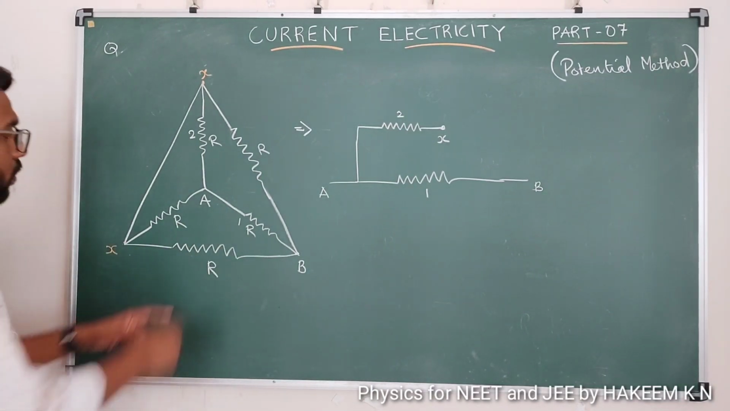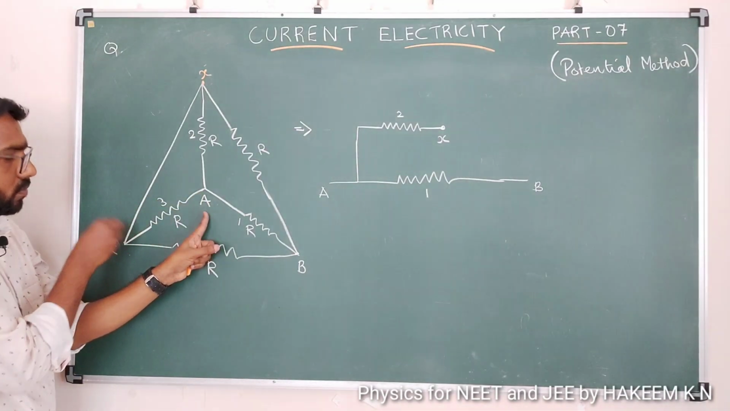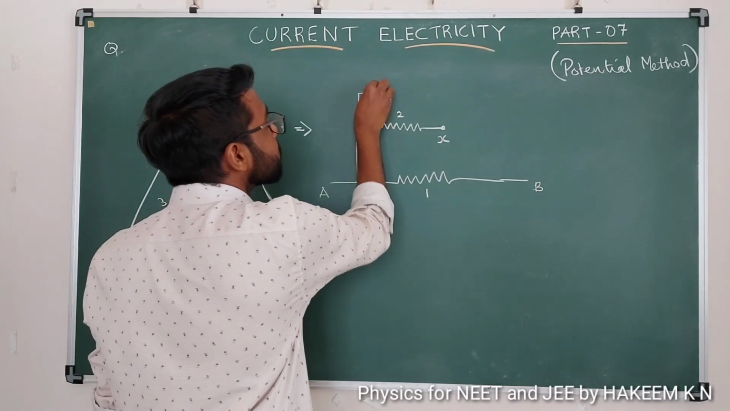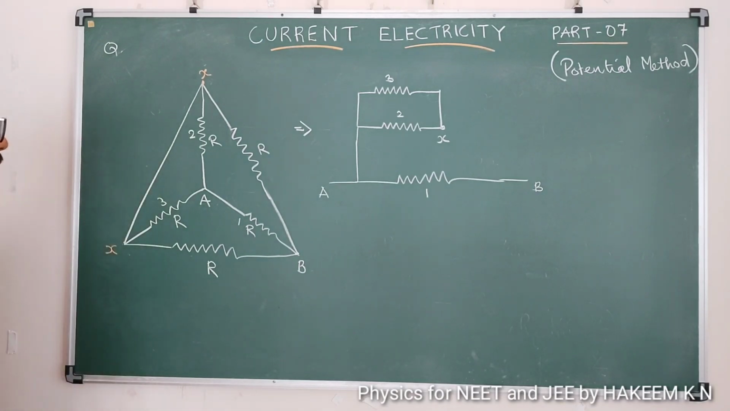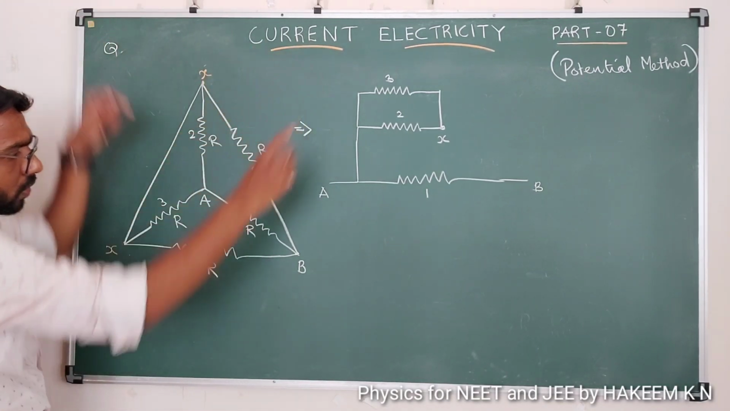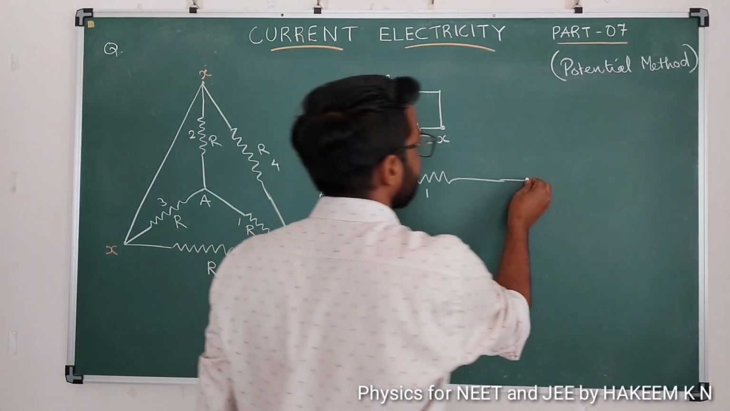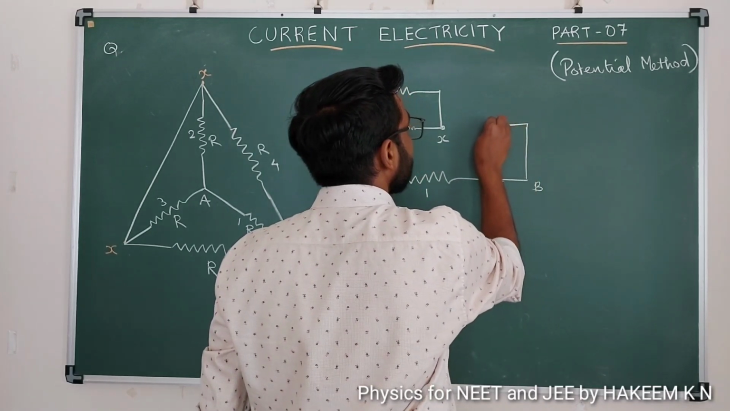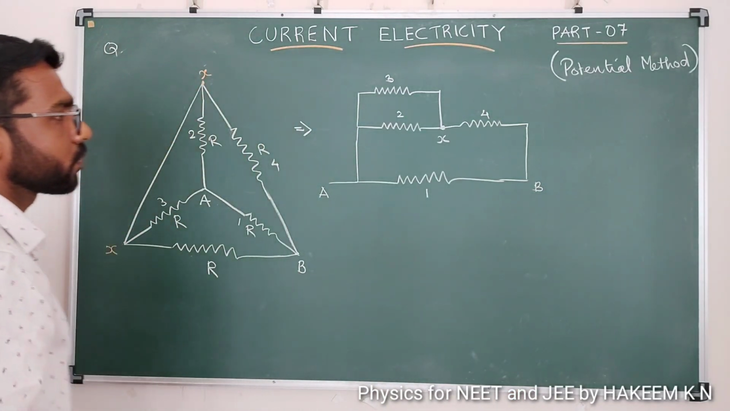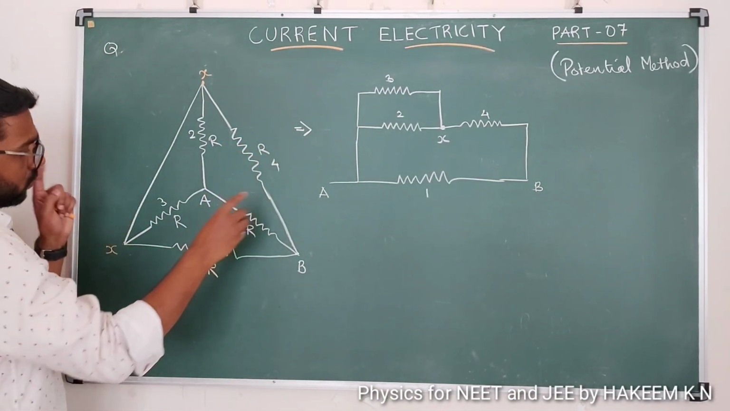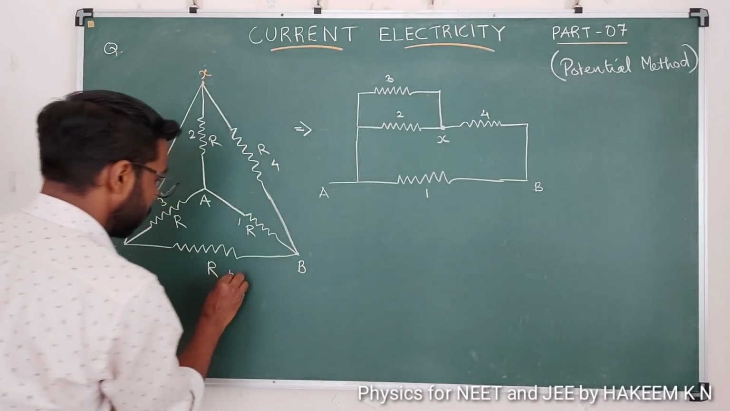From A to X there is another resistance here, resistance number 3. From B to X there is a resistance R, resistance number 4. And from B to X one more resistance R here, resistance number 5.